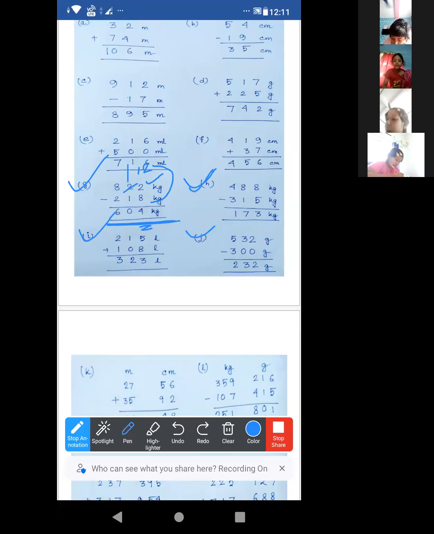Then H. It is also normal subtraction. Even this one is not borrowing subtraction, normal subtraction. Just count after 5 till 8, then after 1 till 8, then after 3 till 4. Do it fast.